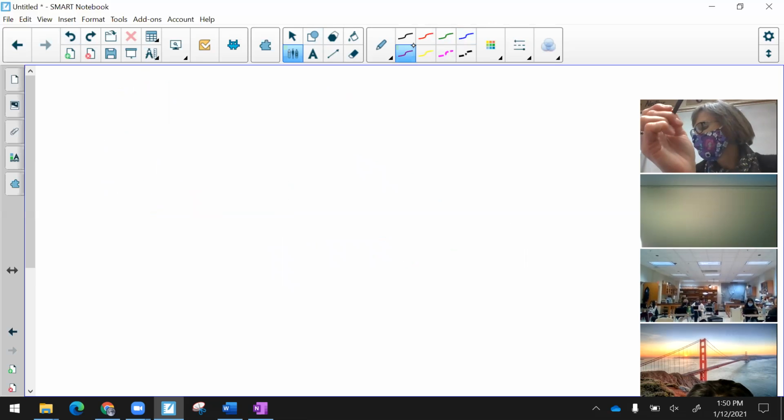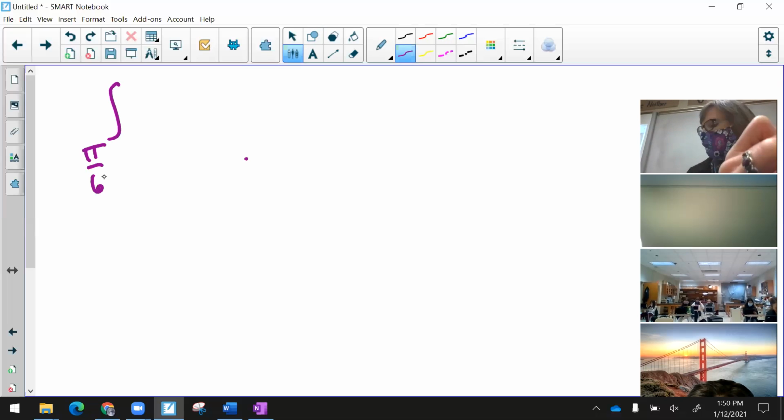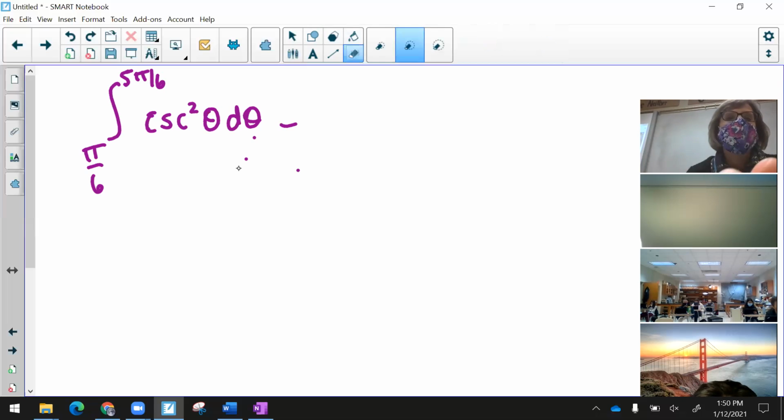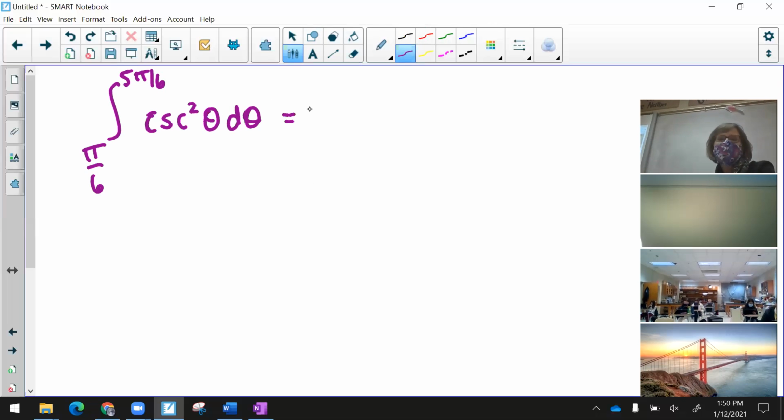I have no idea what example number we're on, but it's the integral from pi over 6 to 5 pi over 6 of cosecant squared theta d theta. Again, when you come to an integral, whether it's a definite integral like this one or an indefinite integral where we add the plus C, you're going to have a list of techniques that you can use to evaluate that integral.